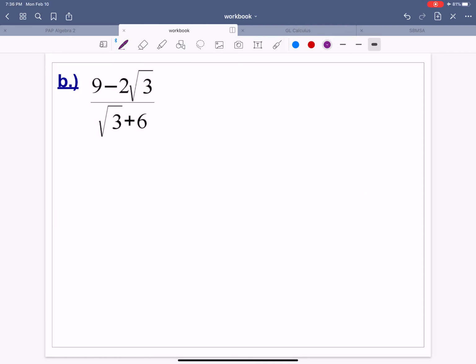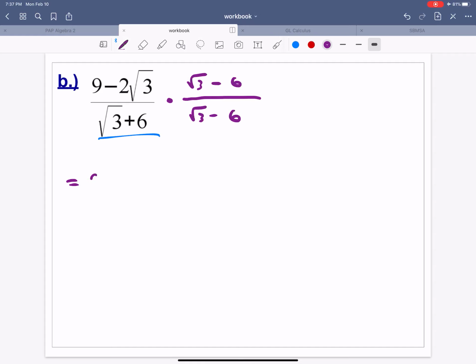So if we try another one, same kind of deal. Pause the video now and try it yourself if you'd like. If not, if you're on a time crunch, we'll just do it together. So I identify my denominator here is not so simple. So I'm going to multiply by the conjugate. So the conjugate of square root of 3 plus 6 is the square root of 3 minus 6. So I multiply by that on the top and the bottom. And then I'm going to FOIL the top and the bottom both.